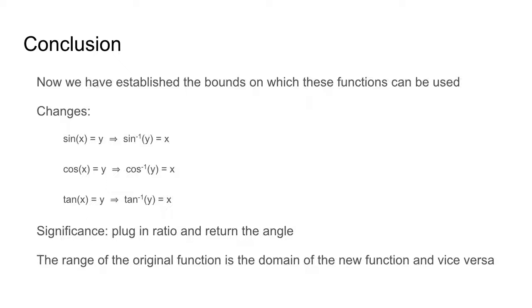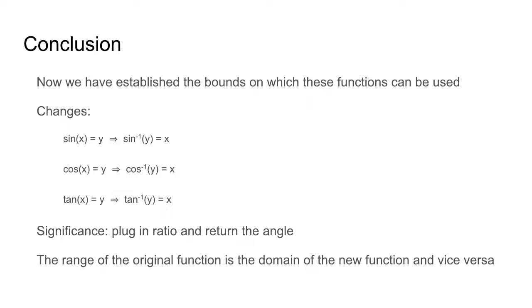So, now that we've established the bounds on which these functions can be used, we can show our classical functions in their inverse form by denoting a negative 1 next to the function, and we can switch the y and x value. The x would be the angle and the y would be the output ratio of the original functions.